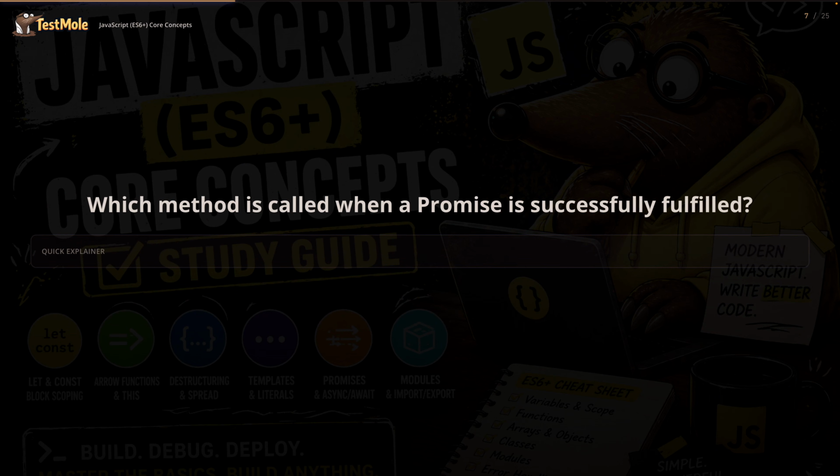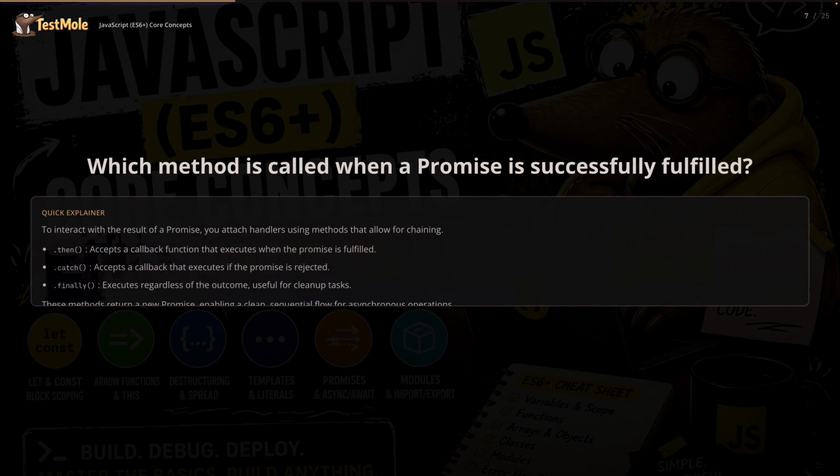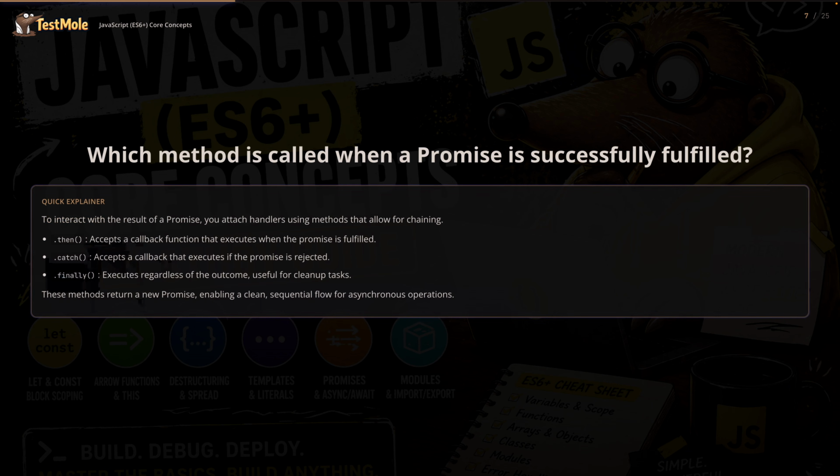Which method is called when a promise is successfully fulfilled? To interact with the result of a promise, you attach handlers using methods that allow for chaining. .then accepts a callback function that executes when the promise is fulfilled. .catch accepts a callback that executes if the promise is rejected. .finally executes regardless of the outcome, useful for cleanup tasks. These methods return a new promise, enabling a clean, sequential flow for asynchronous operations.